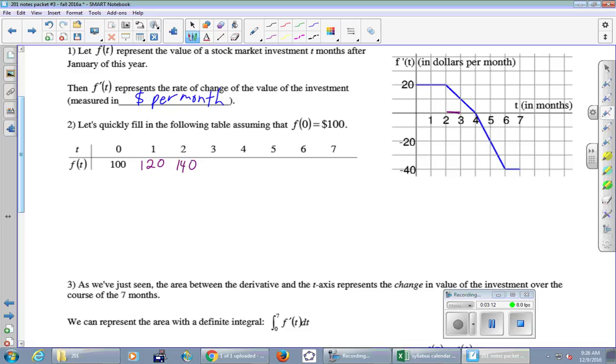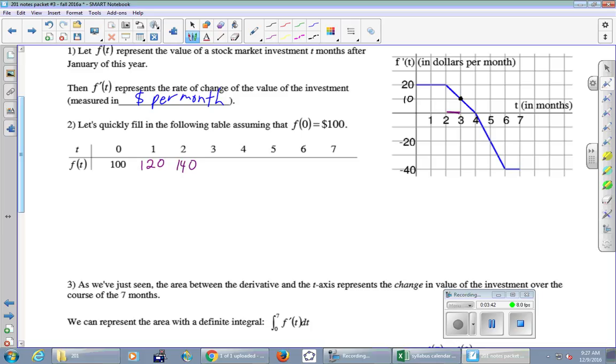Okay, so it didn't gain $20 for that month, right? It gained less than that. But why is it hard? At least maybe on the surface. Why is it hard to know how much we gained there? Troy. Because it's not necessarily constant. Mm-hmm. So it's not a constant gain, right?